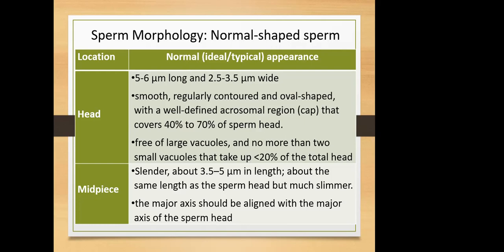And so if you see a certain sperm cell type and the head is not smooth, then it tells you that it cannot be normal. This is the import of what you're doing. All right. So the head should be smooth, regularly contoured, and oval shaped. I'm sure all of us know what an oval shaped appearance looks like.